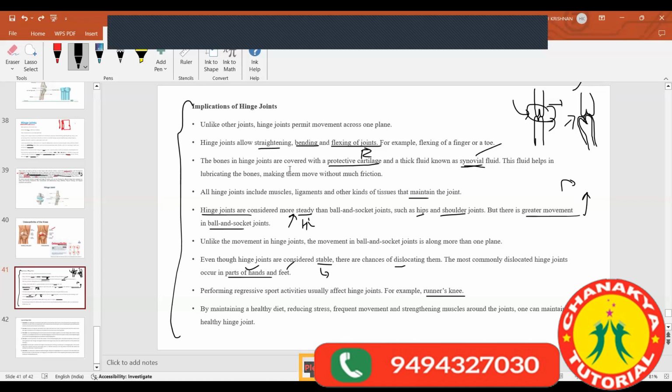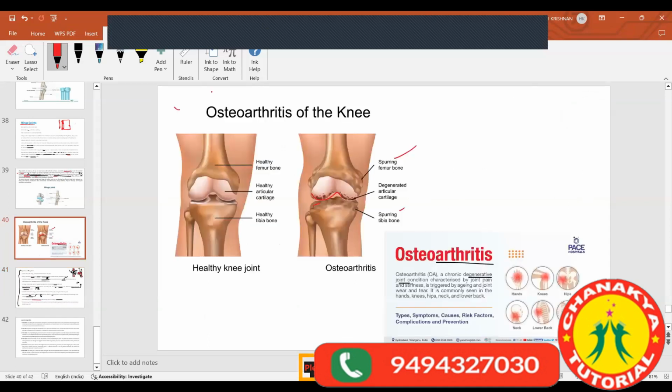I hope now you know what dislocation is. Bone one and bone two should be like this, but after dislocation, it will be slightly moved from its point. That is dislocation. And if you perform rigorous sports activity, your hinge joint may get affected. That's all, and I hope this is very clear.